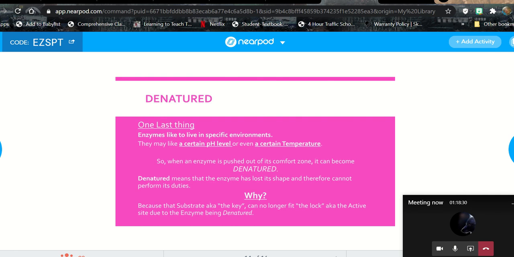So again, a lot of enzymes like specific environments. Some like it really acidic, really basic, really hot, or really cold. The pH level and the temperature are really big to enzymes. They want a certain pH or a certain temperature and they do not want it to vary. But let's say it does. When an enzyme is pushed out of its comfort zone, meaning that the pH got too low or too high, or the temperature got too low or too high, it will become denatured. Denatured means that the enzyme has lost its shape and therefore cannot perform its duties.